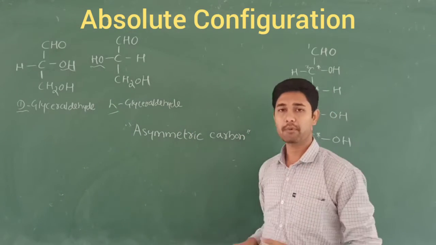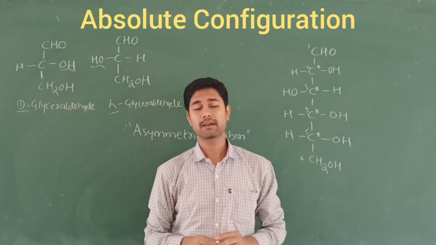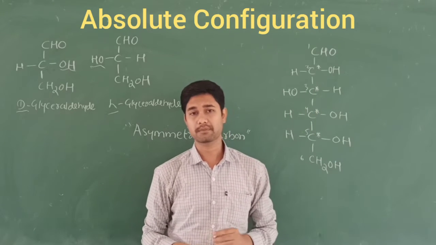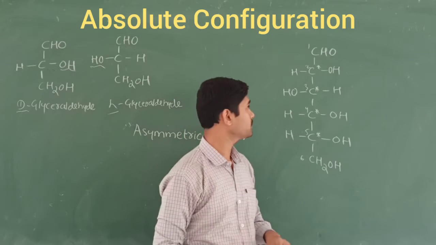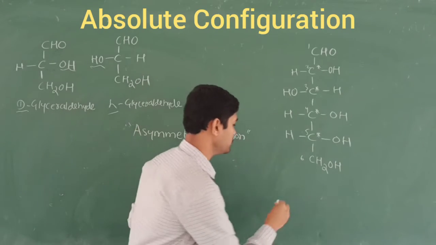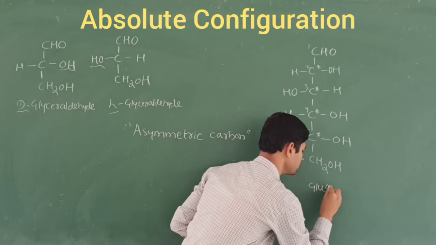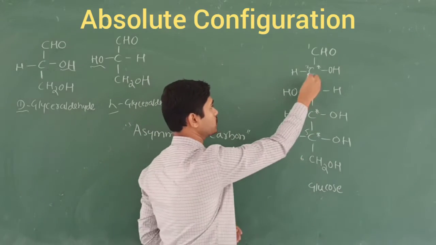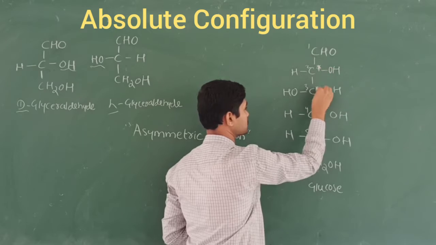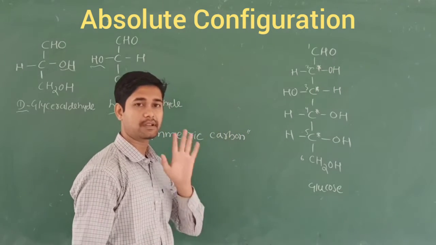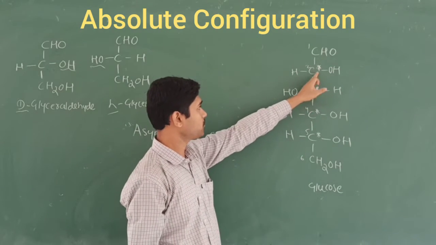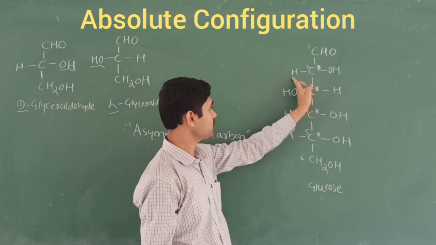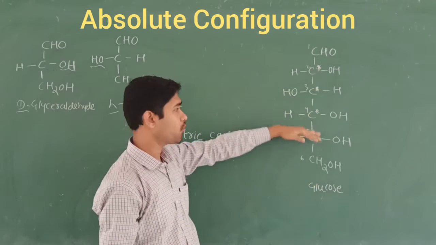What about a molecule? It will contain many asymmetric carbon atoms. How are we going to judge that? We take an example, glucose. This is glucose, with an aldehyde functional group. I am going to assign a star mark, and this star mark indicates an asymmetric carbon atom, because four different groups are attached: CHO, OH, H, and the rest of the system.